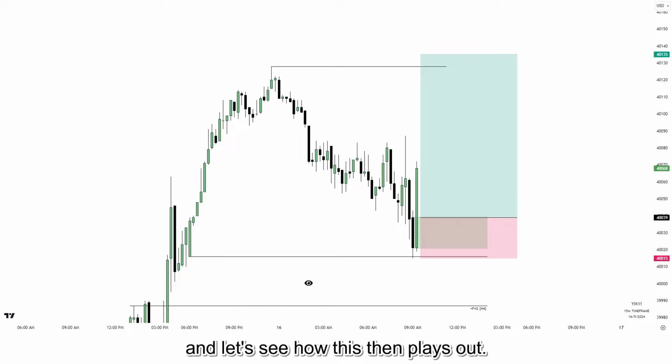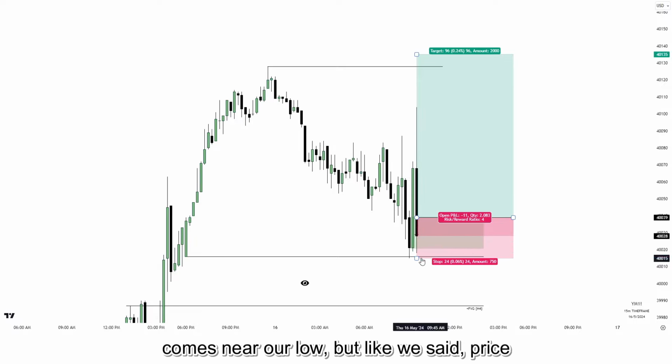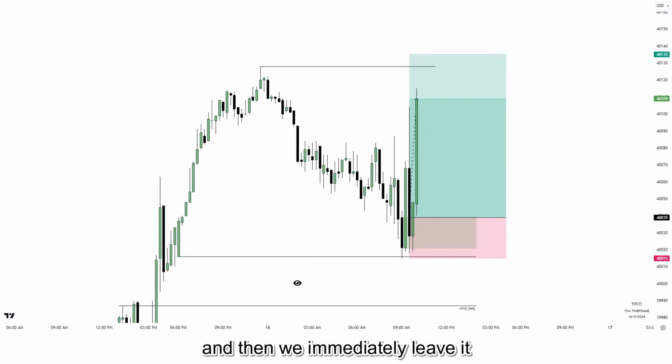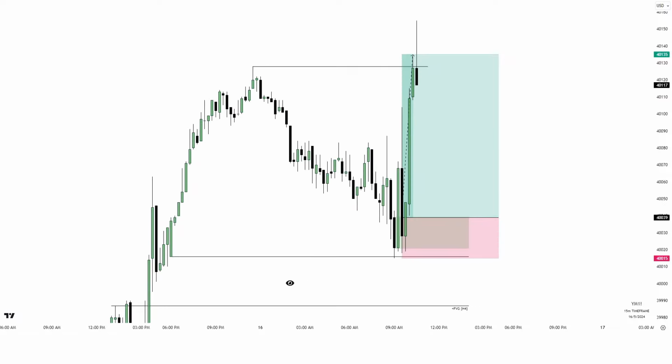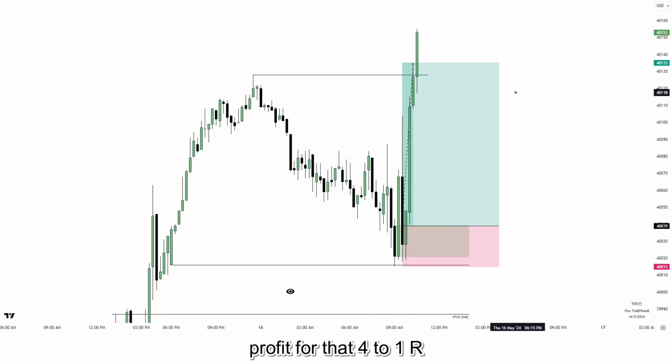And let's see how this then plays out. Price taps into that order block level, comes near our low, but like we said, price should not want to take out this low because this is a high probability order block. And then we immediately leave it, reaching all the way up into our take profit for that 4-to-1 R.